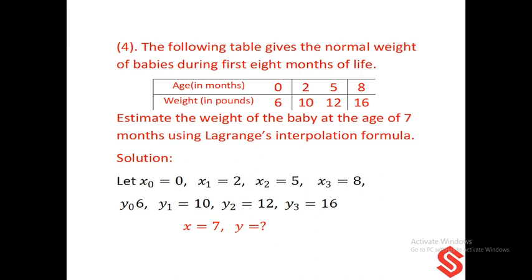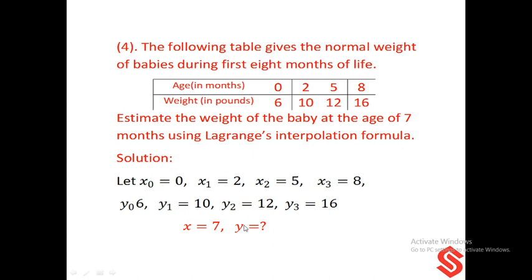Next, fourth problem. The following table gives the normal weight of babies during first 8 months of life. Here age in months and weight in pounds. Age: 0, 2, 5, 8 and weight: 6, 10, 12, 16. Estimate the weight of the baby at the age of 7 months using Lagrange's interpolation formula.